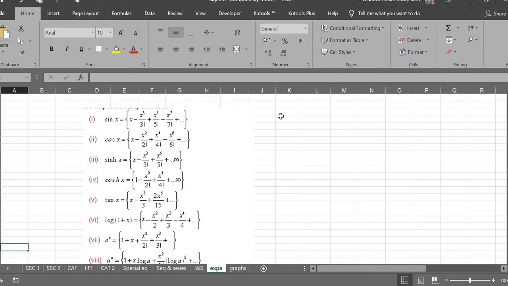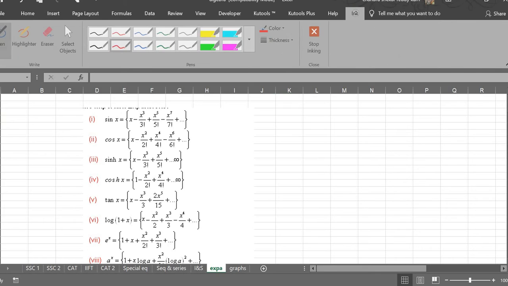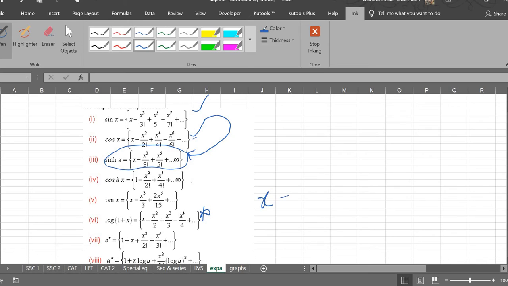You will already know most of the series. Just have a glance at these other series. Sin x, obviously there is a factorial. Cos x, and sinh x. Okay, let's keep this for some time. Log x, you should remember this component. It's x minus x square by 2 plus x cube by 3 minus x power 4 by 4 and so on.